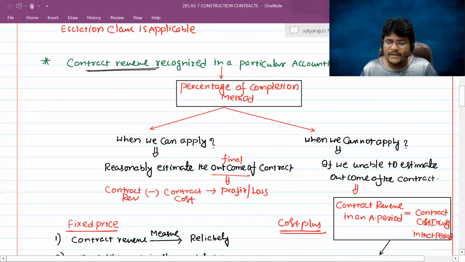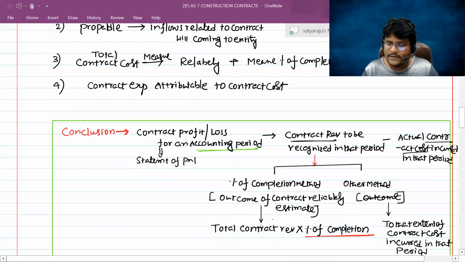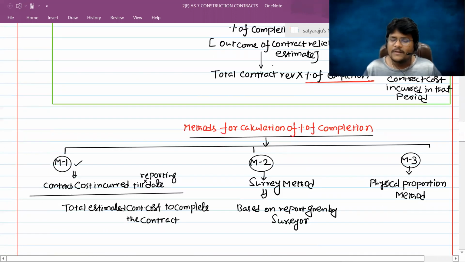Now, in case of the percentage of completion method, how can you calculate contract revenue? It is the total contract revenue into the percentage of completion. How can you calculate the percentage of completion? There are three methods. Under method number 1, the formula is contract cost incurred till the reporting date divided by total estimated contract cost to complete the contract. Another method is the survey method. Another method is the physical proportion method.